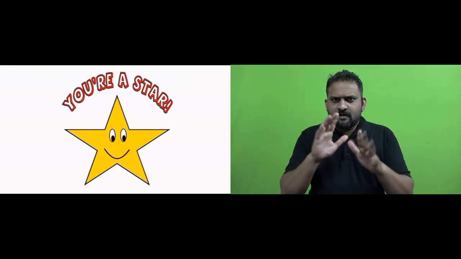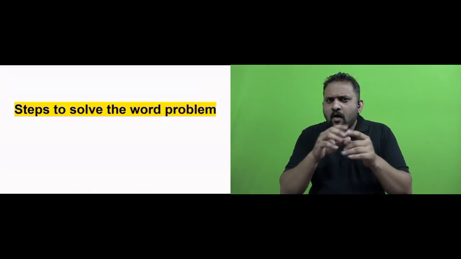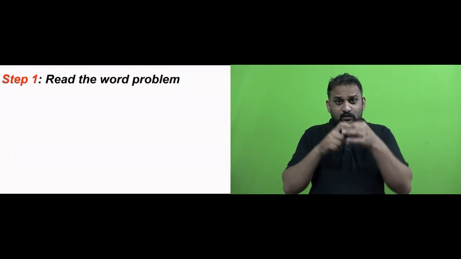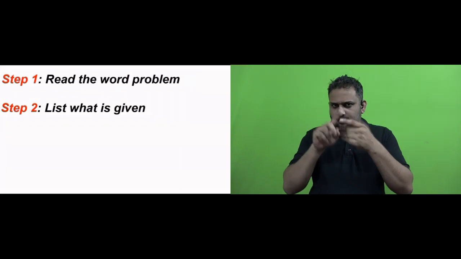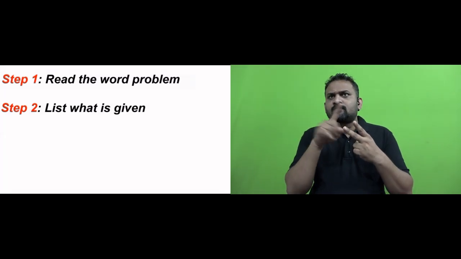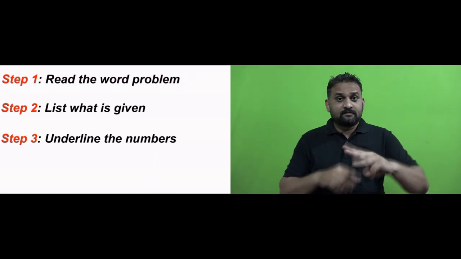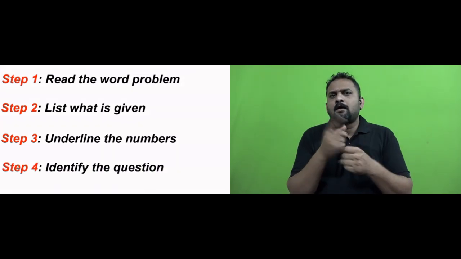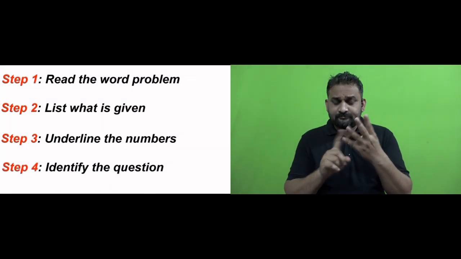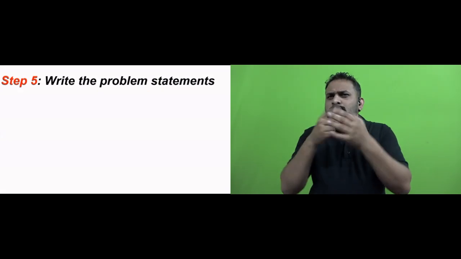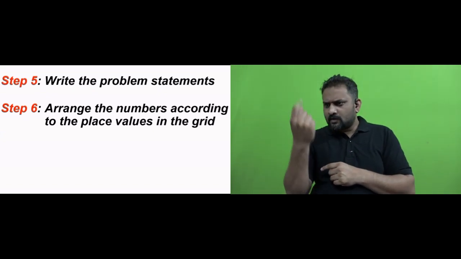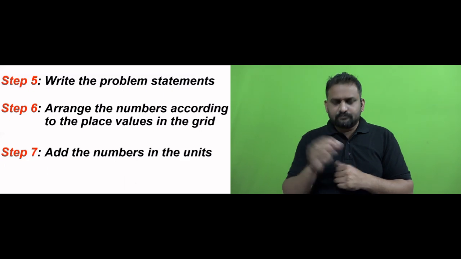Now that we've learned how to solve a word problem, let's quickly revise the steps to solve a word problem. Step 1. Read the word problem. Step 2. List what is given. Step 3. Underline the numbers. Step 4. Identify the question. Step 5. Write the problem statements. Step 6. Arrange the numbers according to the place values in the grid.